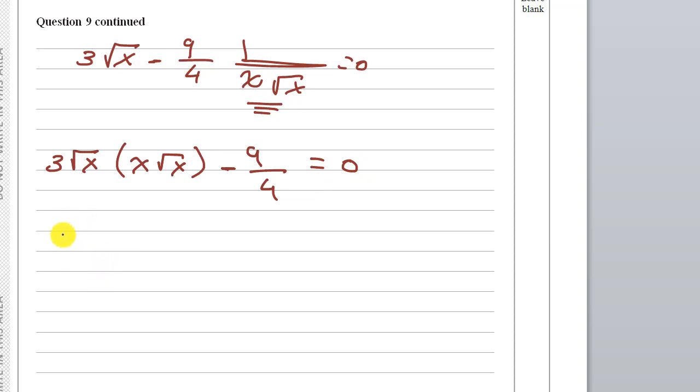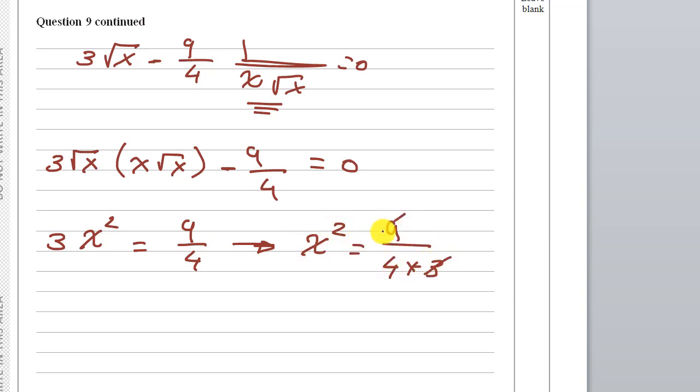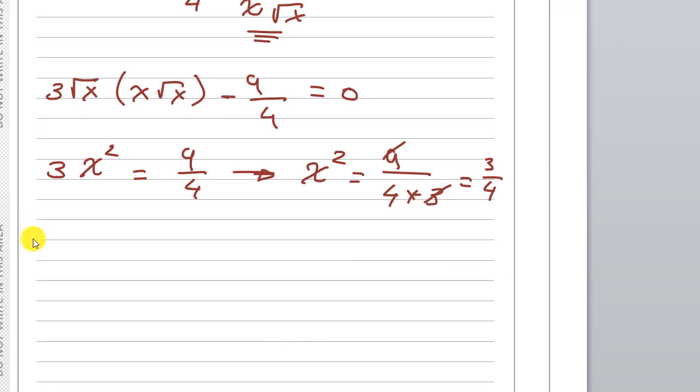So 3 x multiplied by x squared is equal to 9 over 4. So from here, x squared is equal to 9 over 4 multiplied by 3. So 3 over 4. So x is equal to plus or minus square root of 3 divided by square root of 4. So it's equal to plus or minus square root of 3 divided by 2.